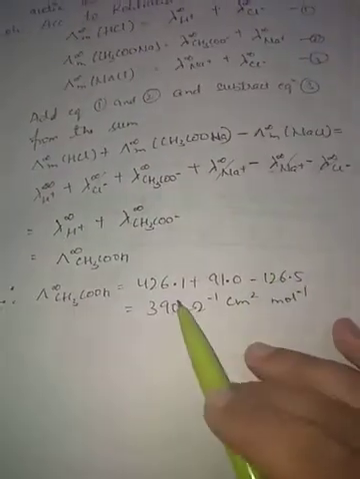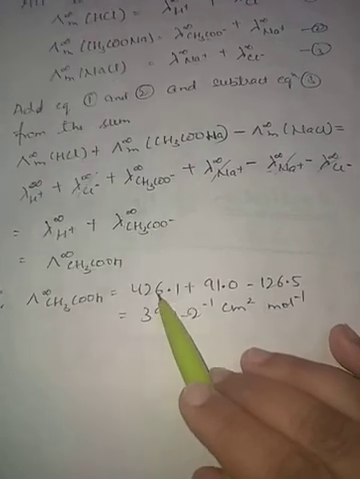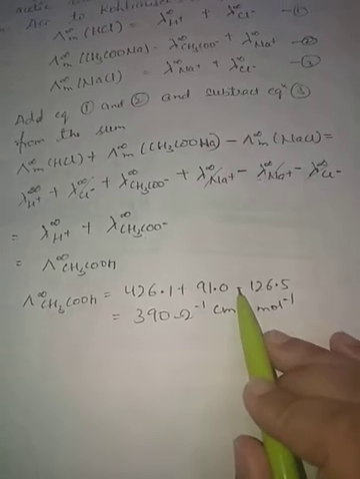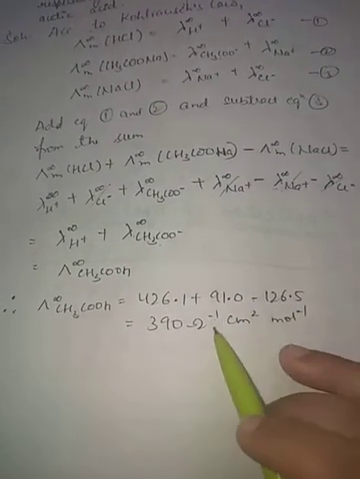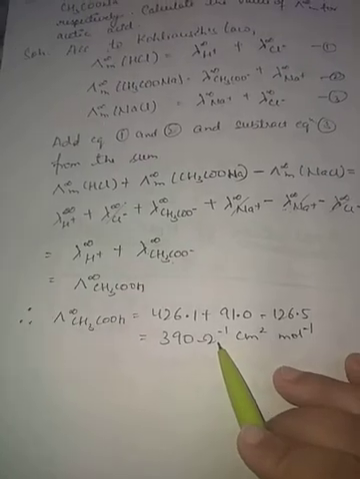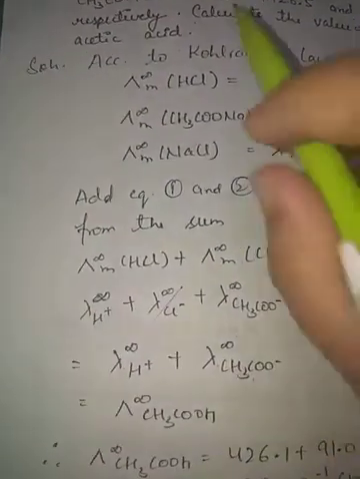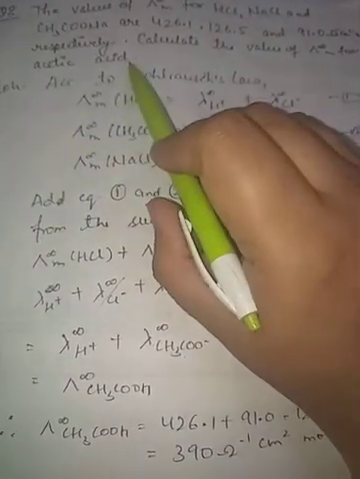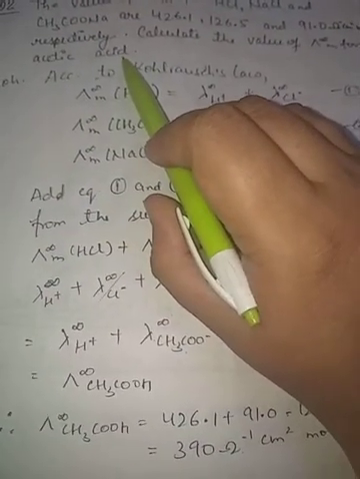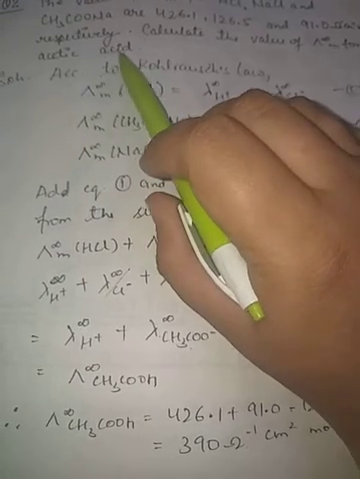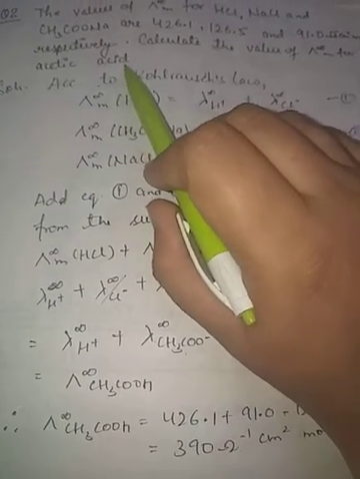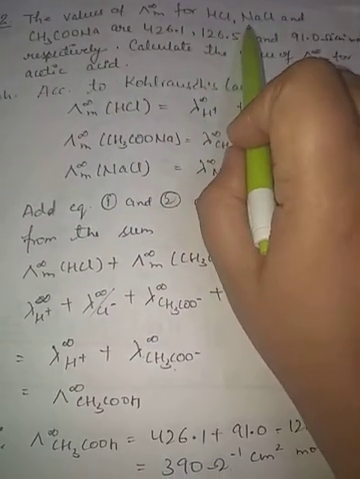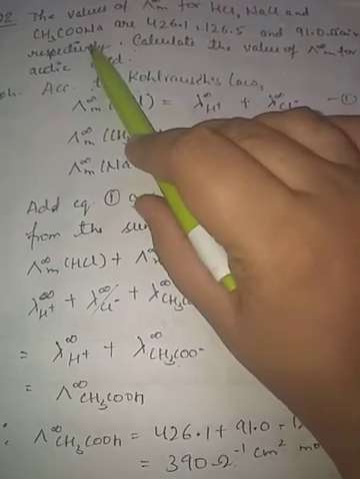So here we'll add the molar conductivities of the first and the second, and then deduct the molar conductivity of the third one, that is NaCl. And this is how we can calculate the molar conductivities of the weak electrolytes if its molar conductances are not given, like of acetate ion and H plus ion. If they are not given, then we can calculate it by using the molar conductivities of the strong electrolytes. Thank you.